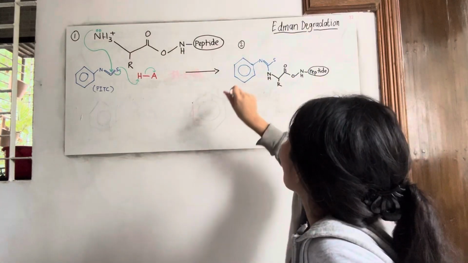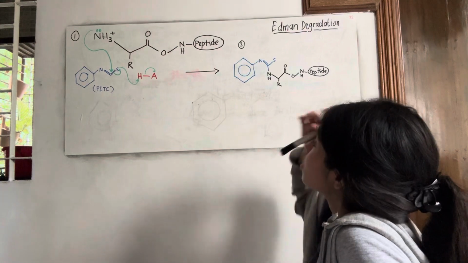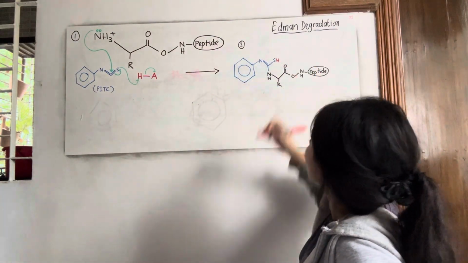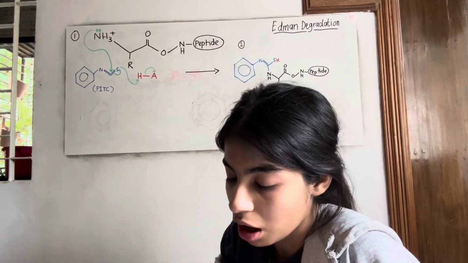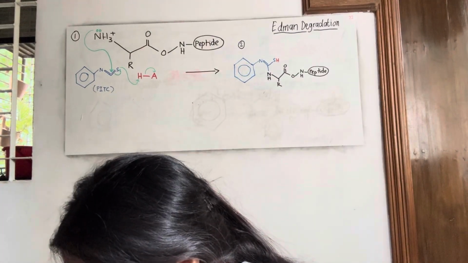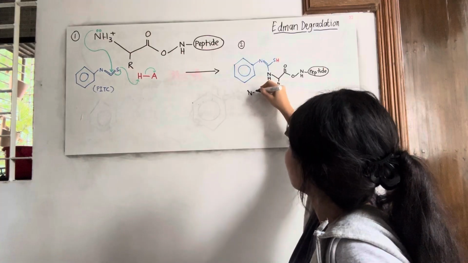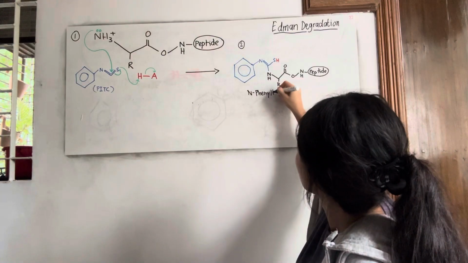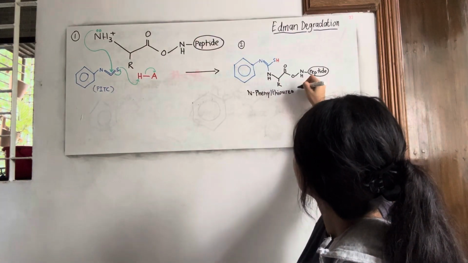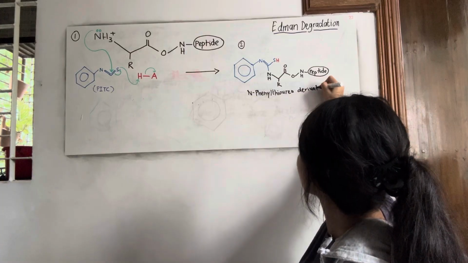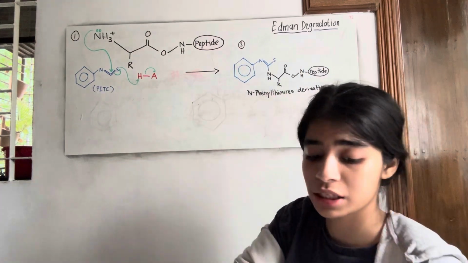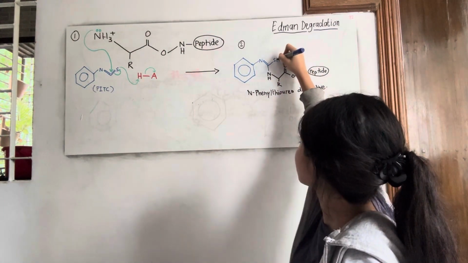But anyway, you see this thing, right? Hold on, I feel like I made a mistake. Yeah, I did make a mistake. Remember the H is gonna come here. So we're going to call this thing N-phenyl thiourea derivative. I did say phenyl, right? N-phenyl thiourea derivative. This is an intermediate. Mind you, this is an intermediate. So let's draw this in blue, so it's easier for us to understand.